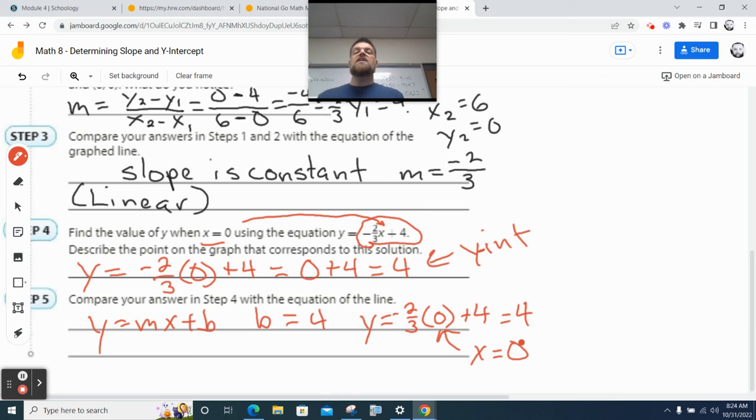Now, let's reread that paragraph. Why don't you go back up to that little paragraph that I put in a box? Read that to yourself real quick and see if it makes more sense now.